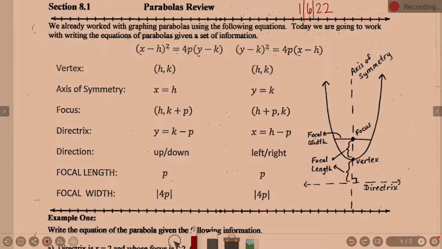You've got how to find a focus. Notice it's h and k, but it's h plus p. Directrix. Well, if my axis of symmetry is y equals, because it's horizontal, my directrix is going to be x equals a number, because now my directrix is going to be vertical. Opens left to right. Notice focal length is still p. Focal width is still absolute value of 4p.